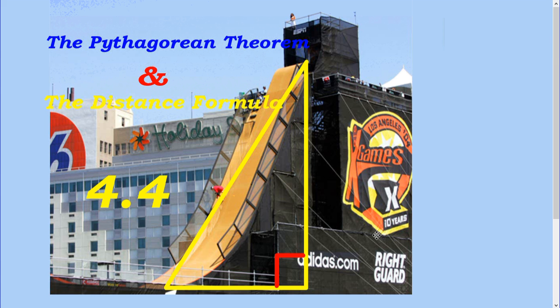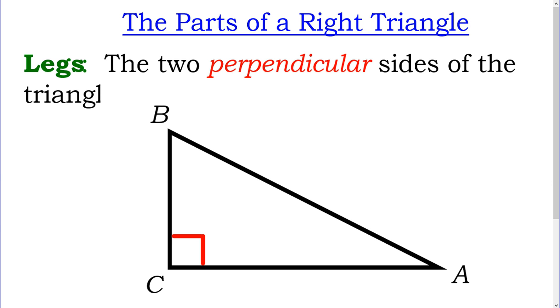All right, welcome to section 4.4. We're going to talk about the Pythagorean theorem and the distance formula. So before we talk about the Pythagorean theorem, let's talk about the parts of a right triangle.